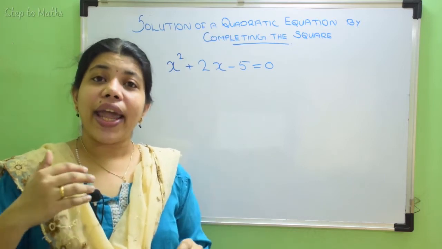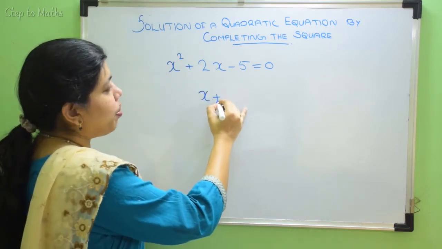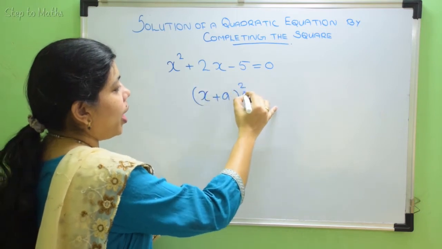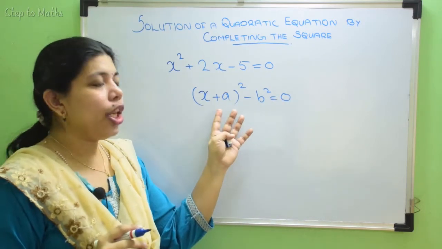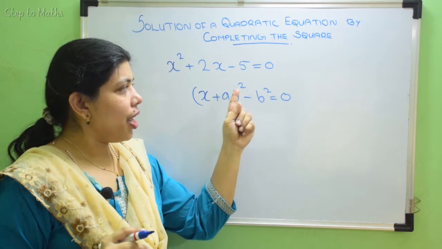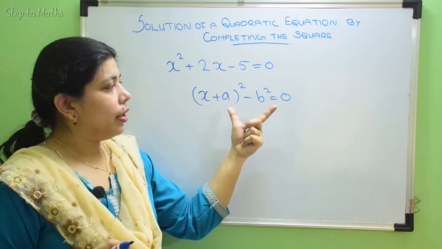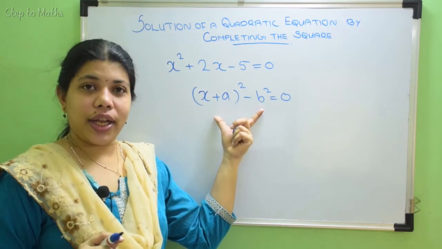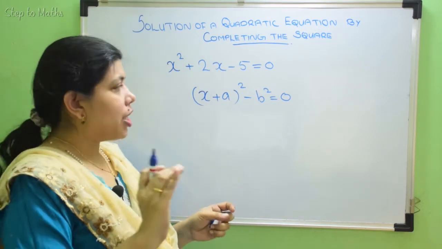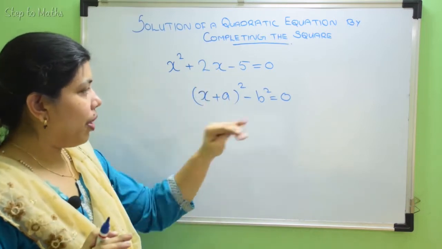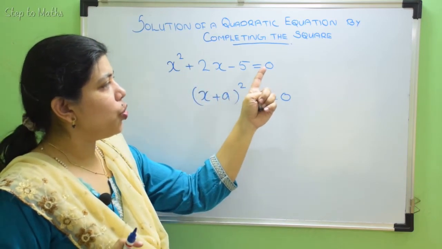We can convert any quadratic equation in the form x plus a whole square minus b square is equal to 0. This is in the form of a complete square, so we can easily find its root. I will explain it with this question, then it becomes clear. x square plus 2x minus 5 is equal to 0.